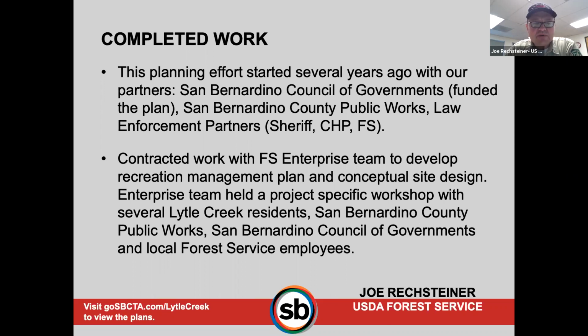So what we did to get this work done is we had a contract with what's called an enterprise team. It's a Forest Service team, to develop the recreation management plan and the conceptual site design. The enterprise team at the beginning of this, back in 2019, I believe, held a project specific workshop. It included several of the Lytle Creek residents, as well as San Bernardino Public Works, the San Bernardino Council of Governments, as well as local Forest Service employees. And that was a 3-day workshop.